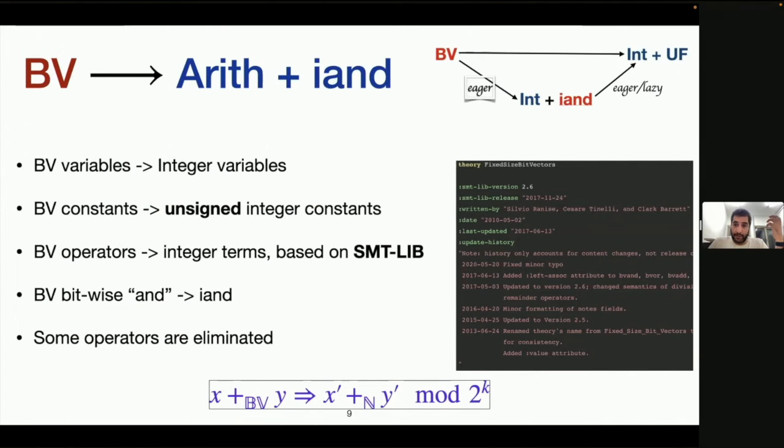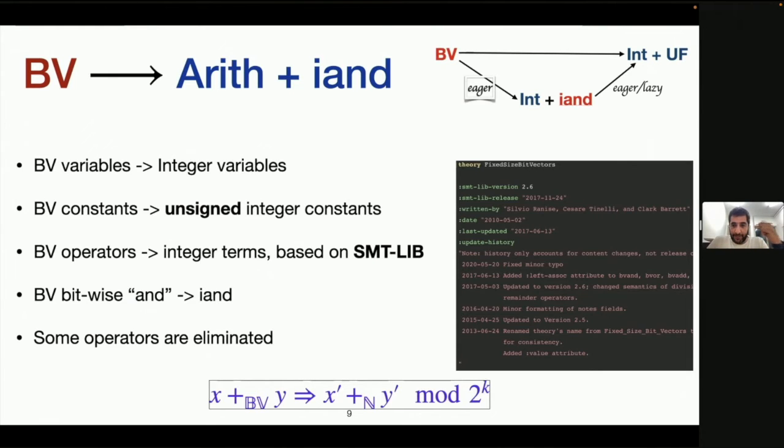So the idea is this: bit vector variables are directly encoded as integer variables. We create a fresh integer variable for every bit vector variable. Constants are translated as usual as an unsigned interpretation. The bit vector operators are translated not directly to integer operators, but to integer terms. And this is based on the semantics of these operators as specified in SMT-LIB.